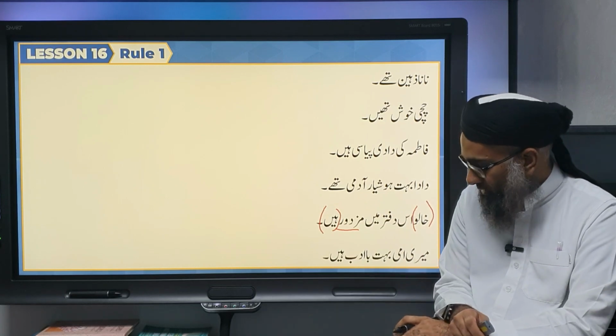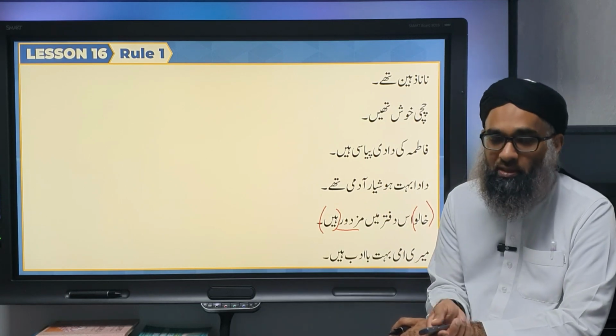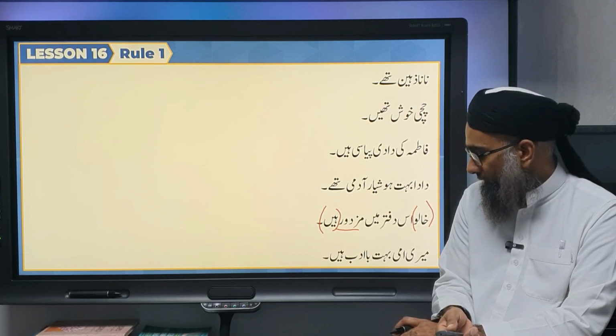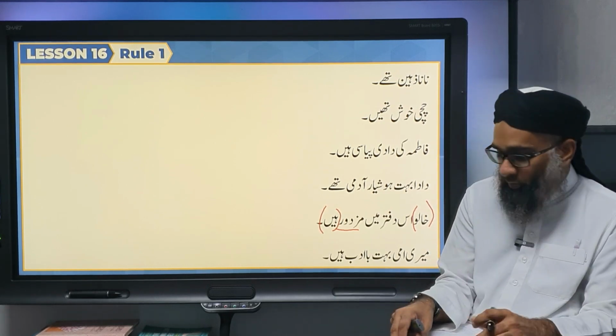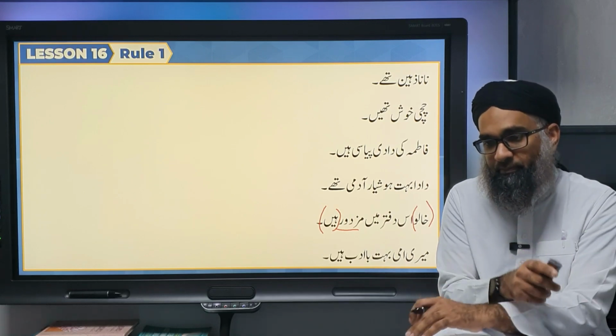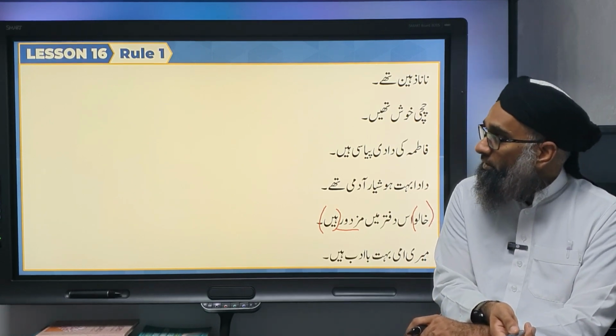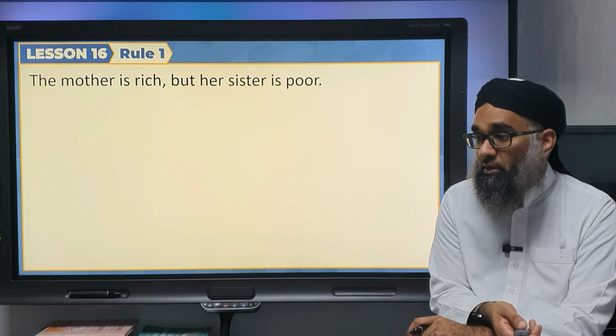Ji. Meri ummi bahut... Ummi is Arabic. Ji. Meri ammi bahut baadab hain. So it's a nasal sound. Meri ammi bahut baadab hain. Ji. My mother is very respectful. My mother is very respectful. Ji. English to Urdu.